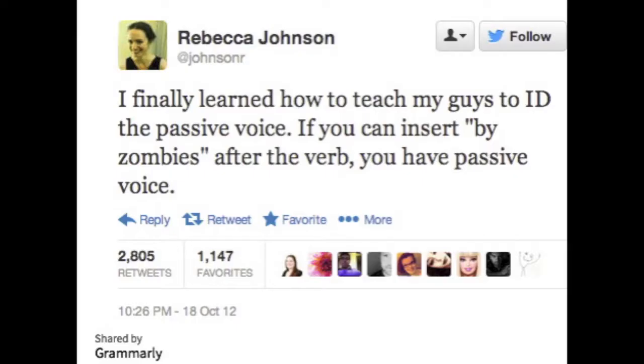Rebecca Johnson came up with this really helpful tip to identify if you're using passive voice. She said, just add "by zombies" to the end of the verb in your sentence. And if it makes sense, then you're probably using passive voice. The reason why adding "by zombies" works so well is because in passive voice, it's not clear who or what is performing the action in the sentence. So when you add "by zombies," it starts to make sense.